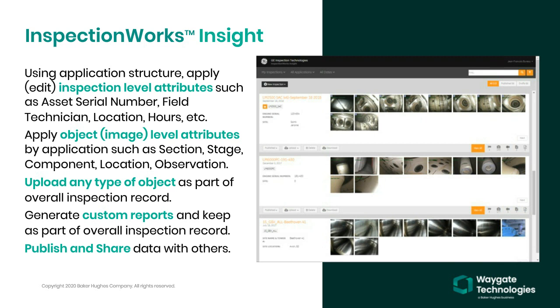The data in InspectionWorks contains both inspection level attributes, such as asset serial number, technician, location, as well as object level attributes such as the section, the stage, the component type, and asset health observations. Again, InspectionWorks Insight does not restrict the data types which may be part of an overall inspection record. InspectionWorks Insight can publish and share data with others.